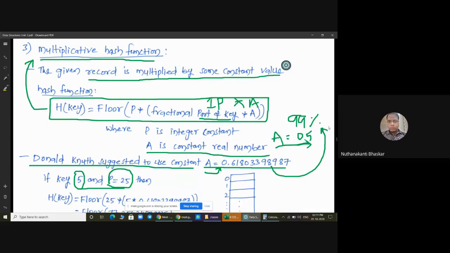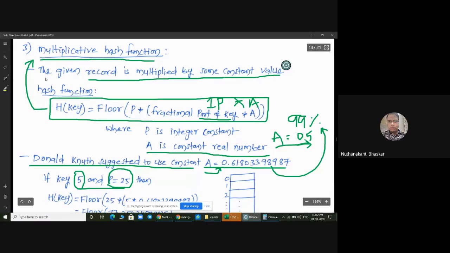So this is the Donald Knuth constant suggested for this multiplicative hash function. If you don't want to use the Knuth constant A, then you can use any real number. A equals 0.2 or 0.3, 0.5, whatever value you can use. Understood now? Yes, sir.